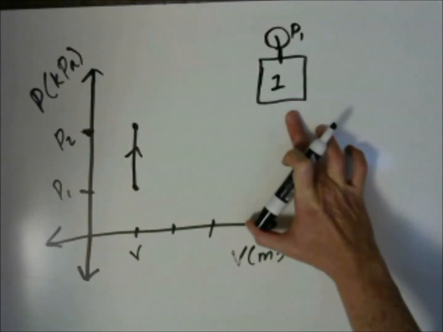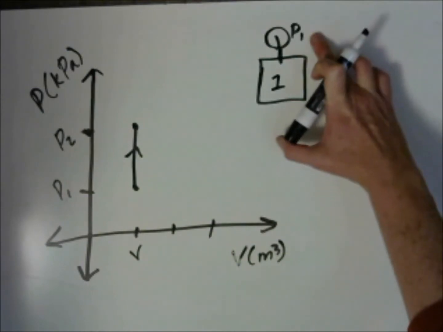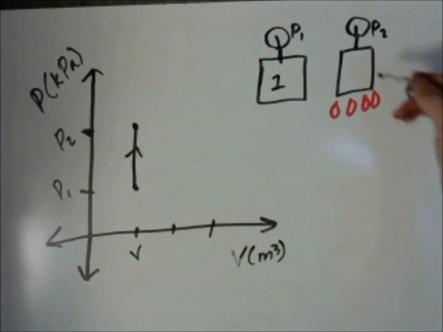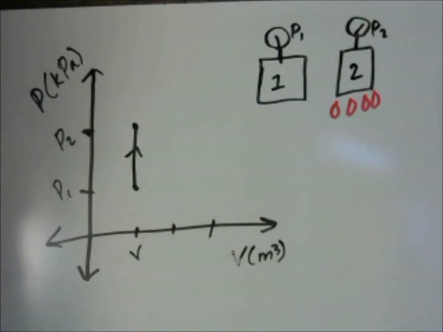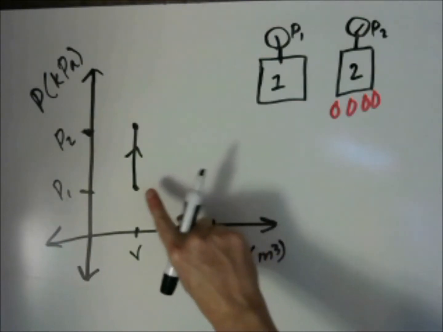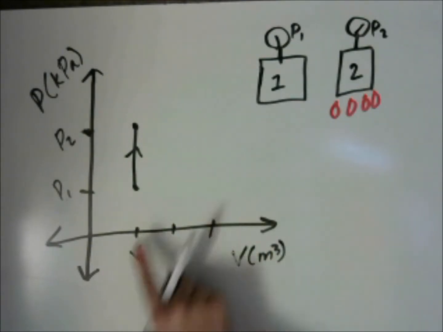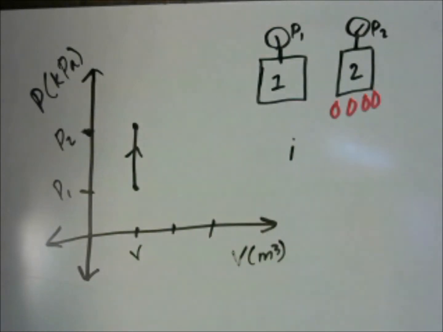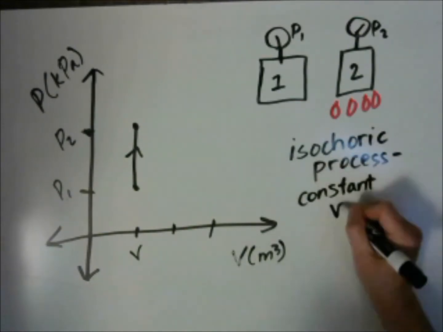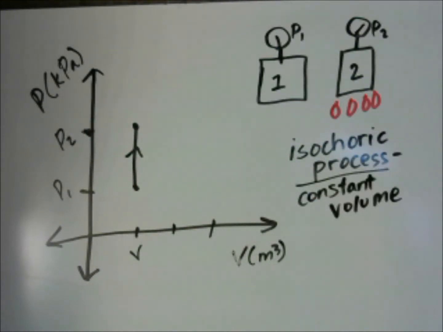Let's say we have a container in state 1 at pressure 1. We're going to keep it closed so the volume doesn't change, but we're going to add heat to it. So the result is that the pressure increases. What it would look like here is the volume is constant and it goes from pressure 1 to pressure 2. This is an example of an isochoric process. An isochoric process is defined as a process where there is a constant volume, and you need to learn the term isochoric.